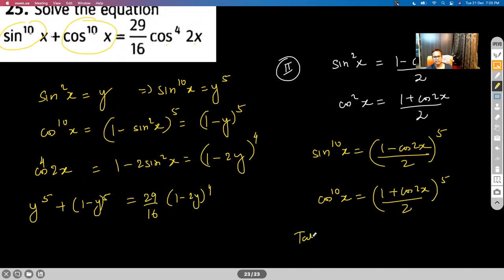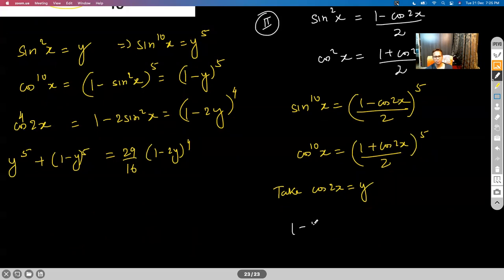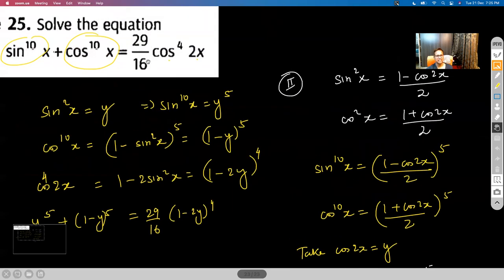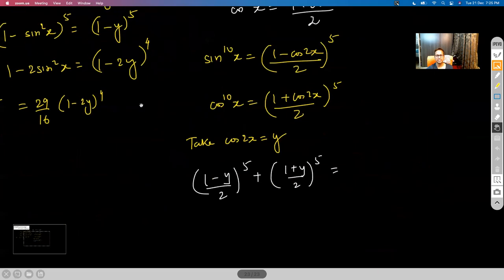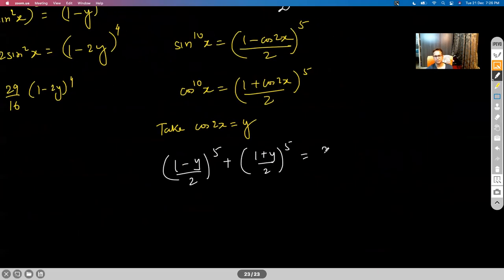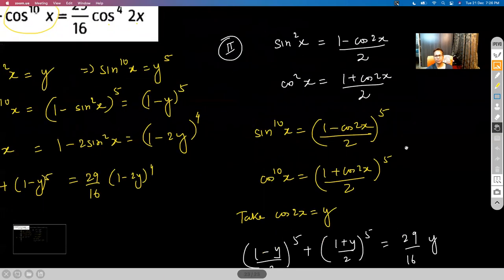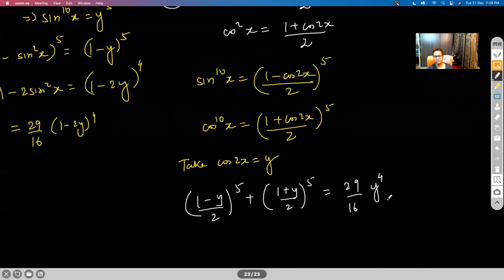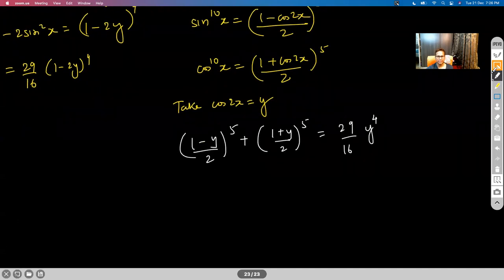So as a result, I can take cos 2x as y. Your left hand side will become ((1 minus y) by 2) to the power of 5 plus ((1 plus y) by 2) to the power of 5. That will be your left hand side. Correct? Right hand side will be 29 by 16 y to the power of 4. Yes or no? Now this would be a simpler one to deal with. Let me tell you why.